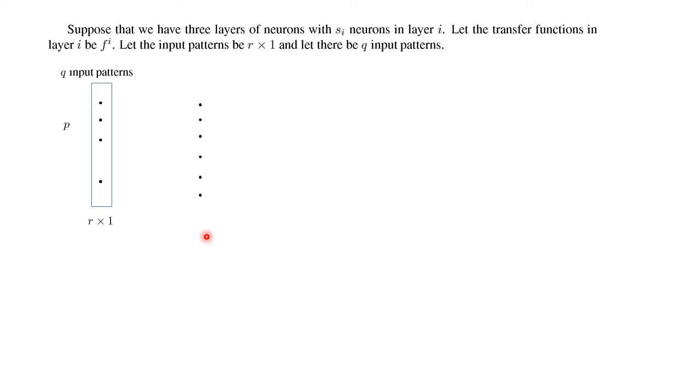So if there are S1 neurons in layer 1, S2 in layer 2, and S3 in layer 3, the weight matrix between the input patterns and these S1 neurons in the first layer is going to be S1 by R. The weight matrix here will have dimensions S2 by S1, and here S3 by S2. The biases will be vectors of biases. There are S1 neurons, so it'll be an S1 by 1 column vector containing the biases in this first layer. Similarly, S2 by 1 and S3 by 1.